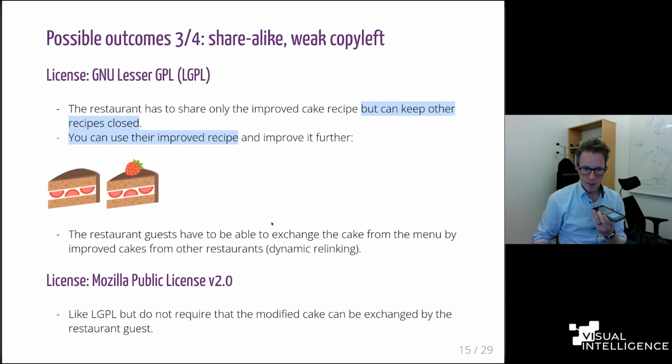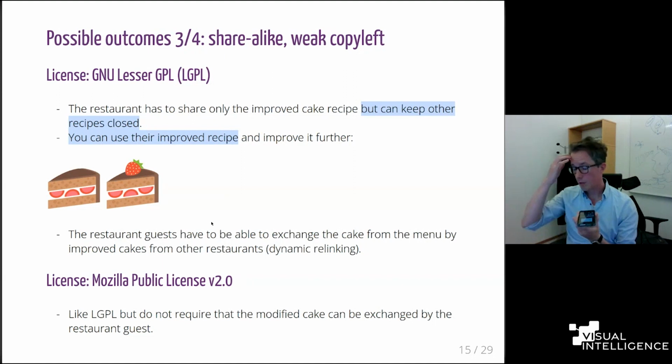Another class of licenses are share alike, copyleft. There is a weak version, weak copyleft. There is a strong copyleft version. Two examples are the GNU Lesser GPL and the Mozilla Public License. The interesting thing about the share alike licenses is that if people distribute their changes, I have to be able to use their improved recipes. I have to be allowed to use their changes and improve them further. So if they distribute the cake on their menu, they have to publish the improvements.